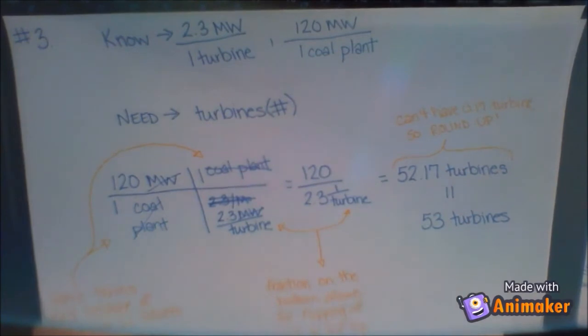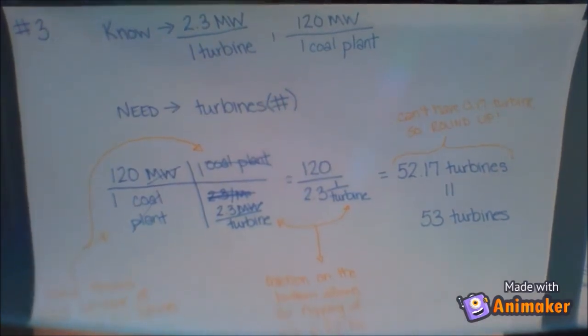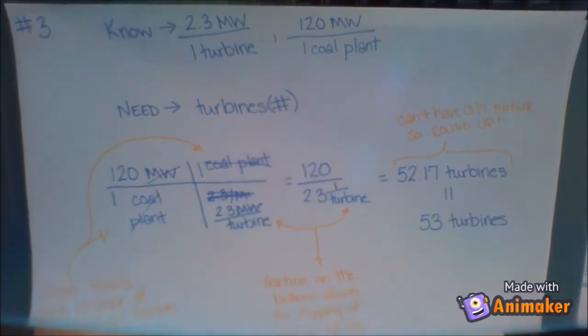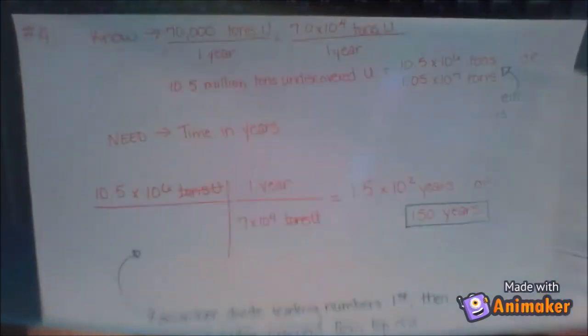That is it for the wind turbine problems. Let's take a look at the next set, which dealt with uranium uses and nuclear power plants.